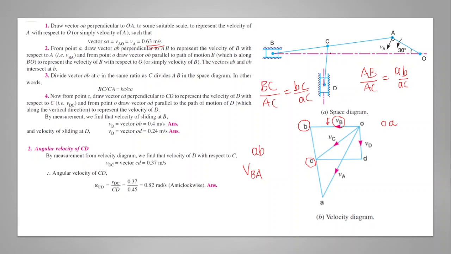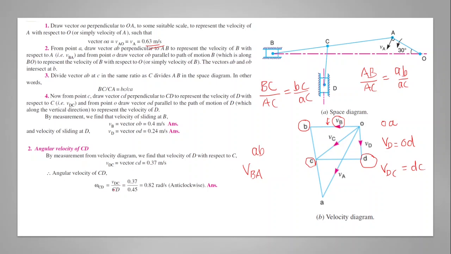But again, we can draw the velocity of D with respect to C. Velocity of D with respect to C is always perpendicular to link CD and also passing through C. Then we can draw that line, velocity of D with respect to C perpendicular to CD. Then the intersecting point of these two must be equal to d. Then we can find out the velocity of D as small letter od, or velocity of D with respect to C as small letter dc.